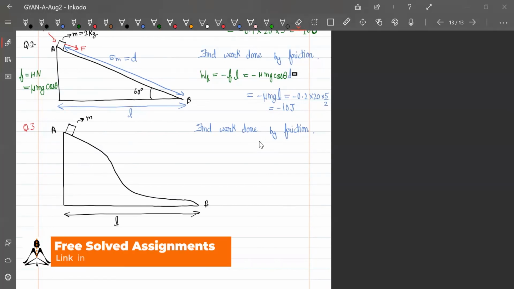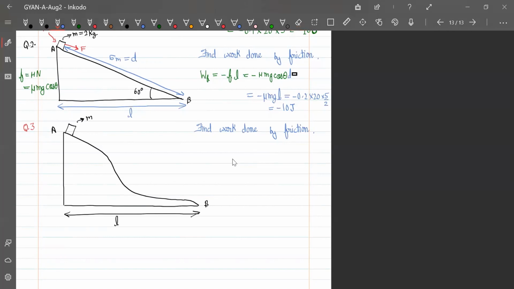Friction will be mu into normal force, normal is mg. So friction is mu into mg, and work done by friction is friction into displacement. But the normal force will not be mg now. The normal force will change at every angle, at different angles here.